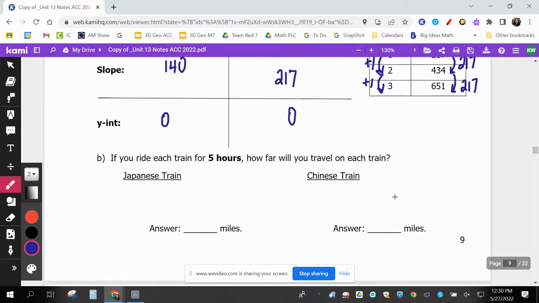If you ride each train for 5 hours, how far will you travel on each train? Well, this one goes 140 miles per hour for 5 hours. If I multiply, I would get 700. So you would get 700 miles of distance traveled. We found out it's 217 miles an hour, and for 5 hours, you would get 1,085 miles.